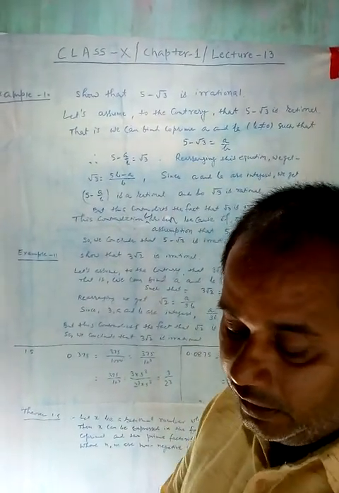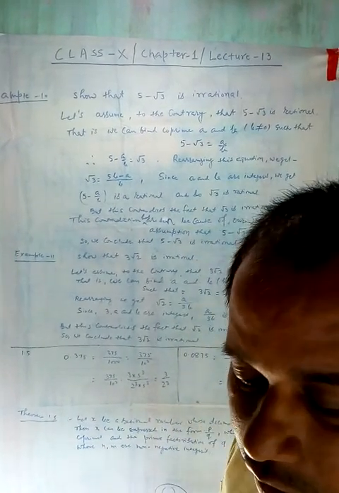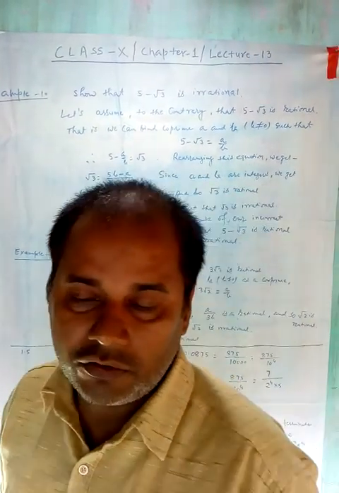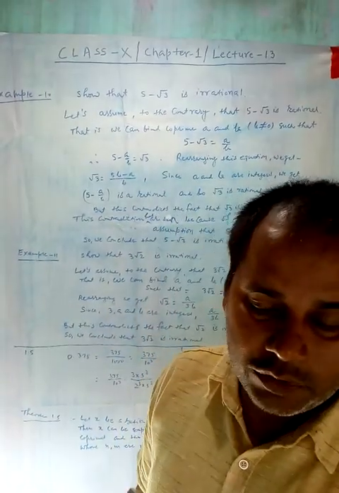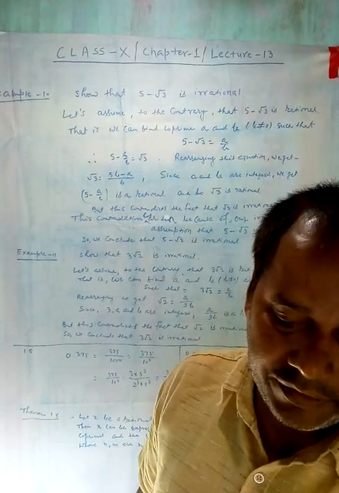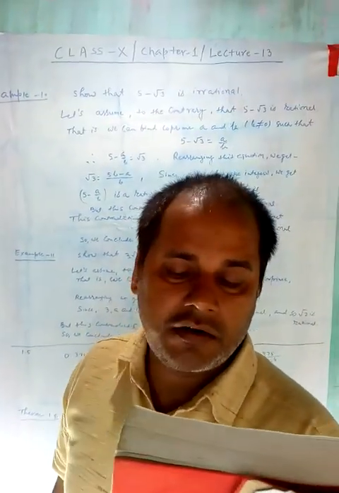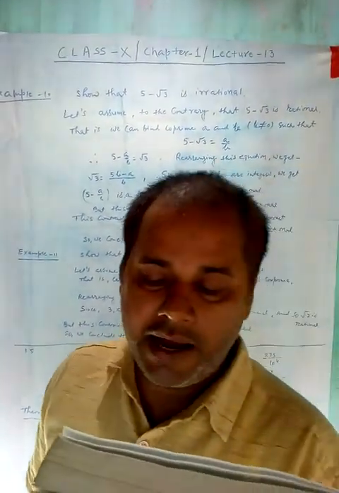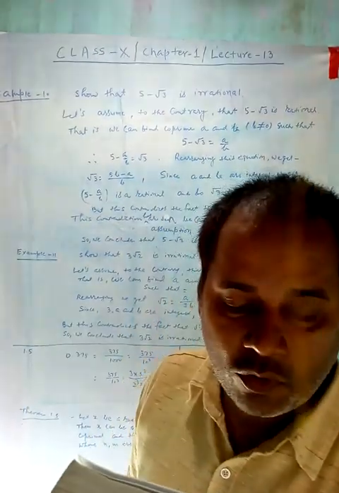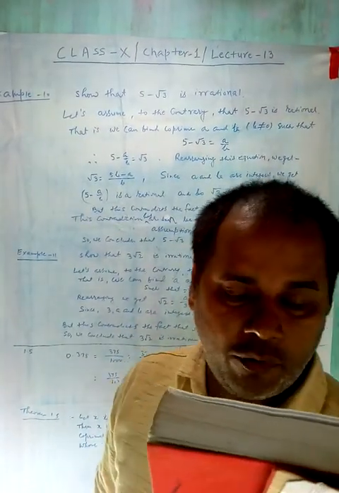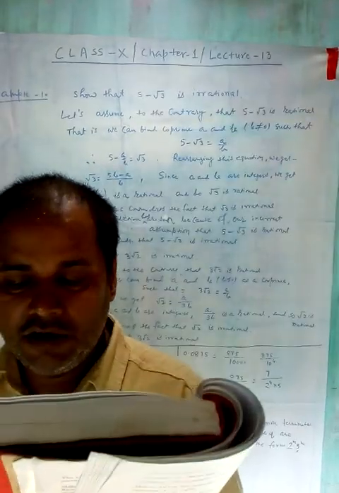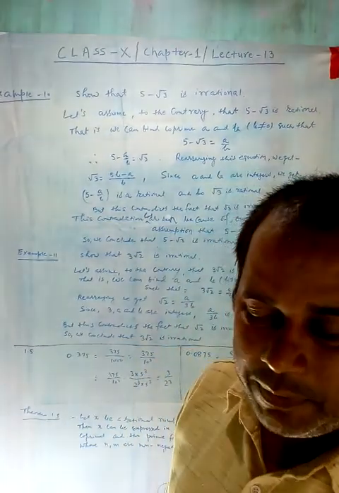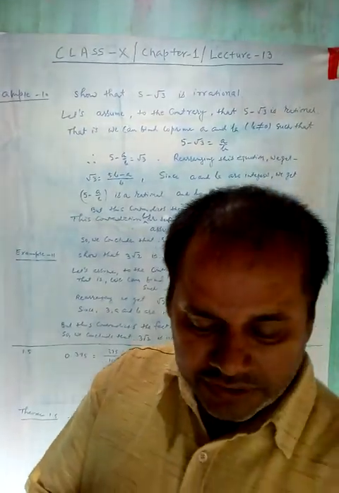Two more examples are there. 0.104 is equal to 104 by 10 to the power 3, that is 13 into 2 to the power 3 by 2 to the power 3 into 5 to the power 3. You cancel the common factor and you get 13 by 5 to the power 3. One more example: 23.3408 is equal to 2 to the power 2 into 7 into 5 to the power 1 by 5 to the power 4. Do you see any pattern?